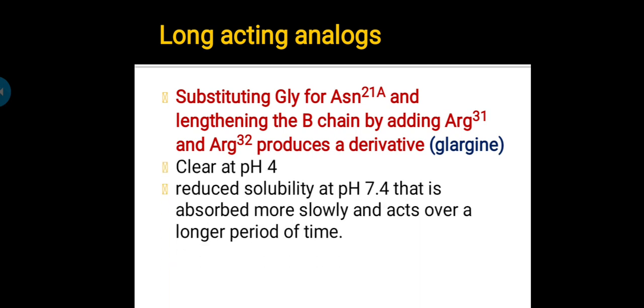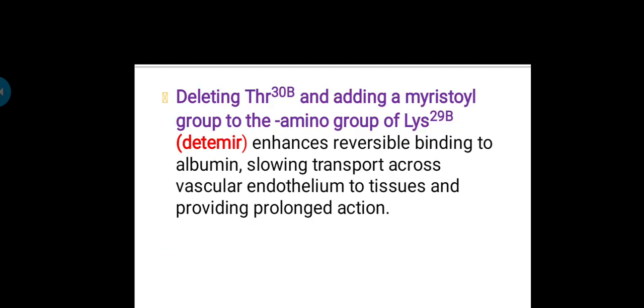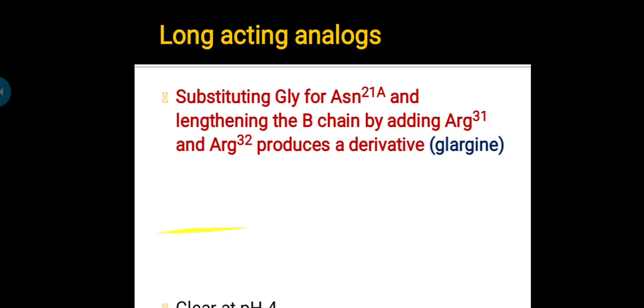It is clear at pH 4, but it has reduced solubility at physiological pH, that is pH 7.4. That's why it is absorbed more slowly and acts over a longer period of time. And it is a peakless insulin. Long-acting insulin is active in the same manner throughout the day, and peakless insulin means there is no peak, that means no sudden increase in insulin level in the blood. So there is less risk of hypoglycemia. Okay, so this is glargine.